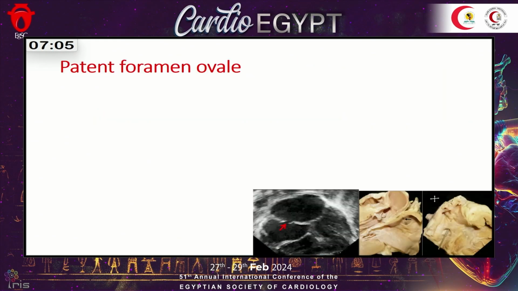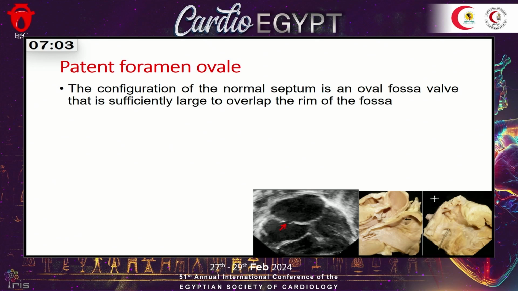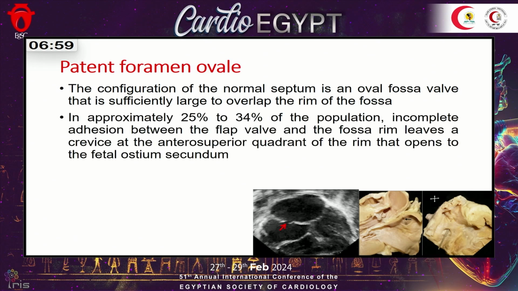Let's start with the patent foramen ovale. This is the configuration of a normal septum. It has an oval fossa that's sufficiently large to overlap the rim of the fossa. In approximately 25 to 34% of the population, there is incomplete adhesion between the flap valve and the fossa rim, which leaves a space at the anterosuperior quadrant of the rim that opens in the fetal ostium, as you can see here, where we can pass a probe from the right atrium to the left atrium. And this is the patent foramen ovale.